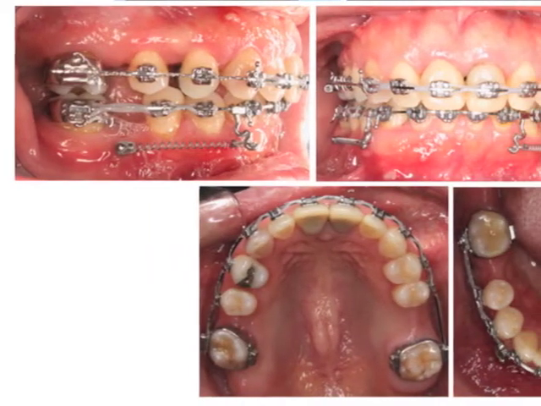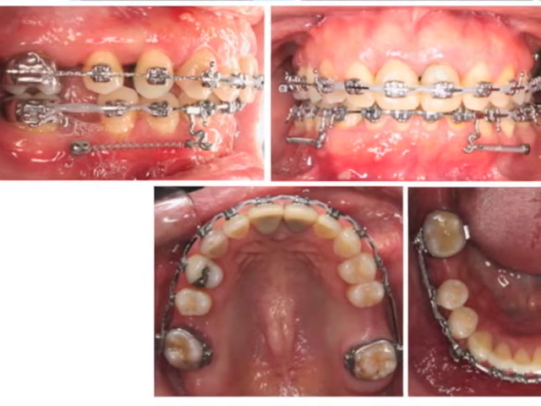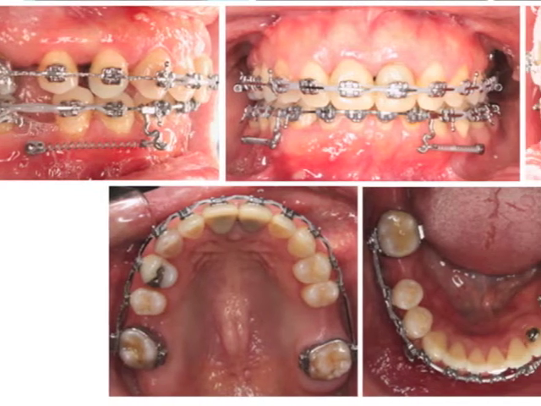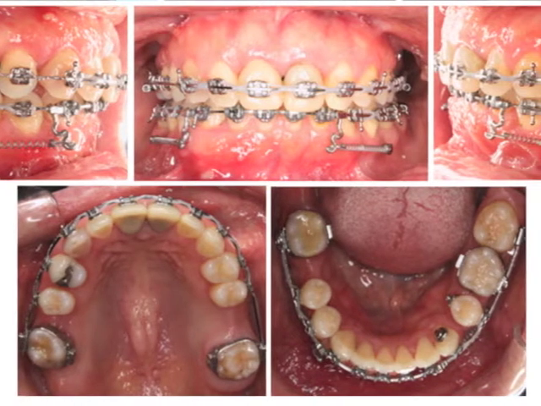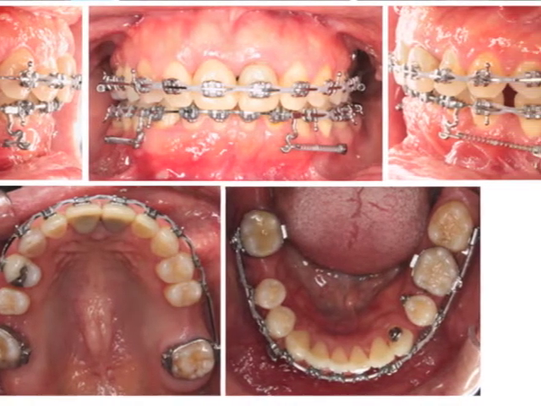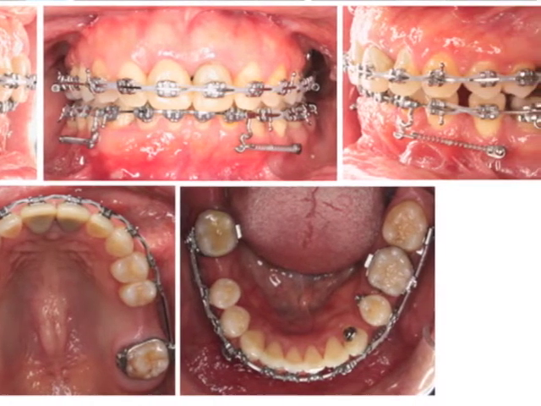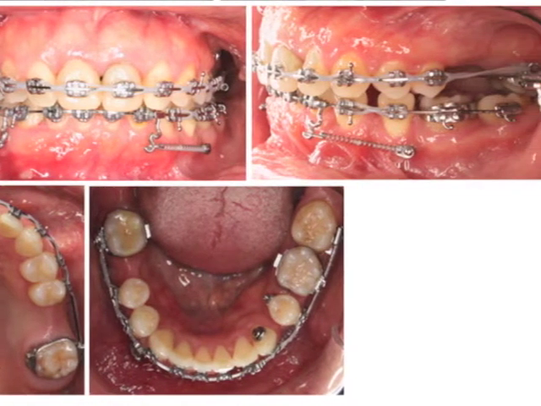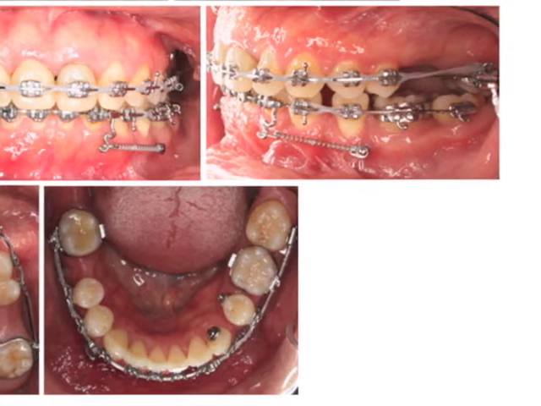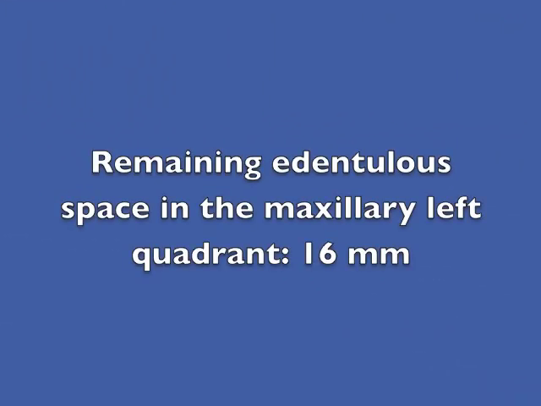Since the patient's chief concern was her lip protrusion, we utilized some of the edentulous spaces for retracting anterior teeth with the aid of a temporary anchorage device. It required extractions in 2 other quadrants as well. Even after retraction of the anterior teeth, we needed to address the remaining edentulous spaces in the maxillary left quadrant.